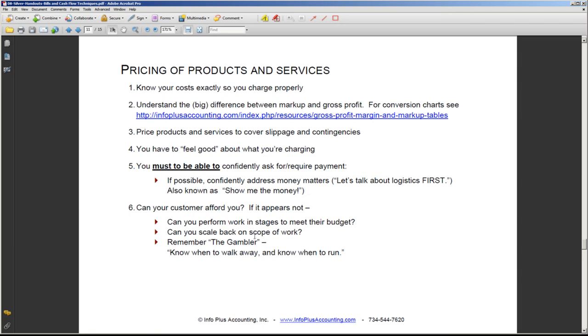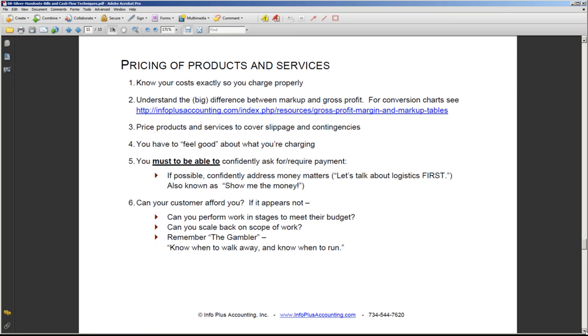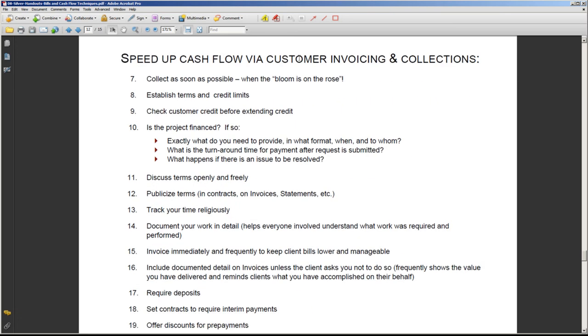And it's good to know upfront, can your customer afford you? And there are some options in here if it appears that they can't. Maybe you can perform work in stages, or you can scale back on the scope of the work. But if you're getting a bad feeling, you've got to know when to walk away and know when to run, as the Gambler song says. You're not under any kind of obligation to do work for people you're not going to get a fair compensation from. You can speed up your cash flow via customer invoicing and collections.